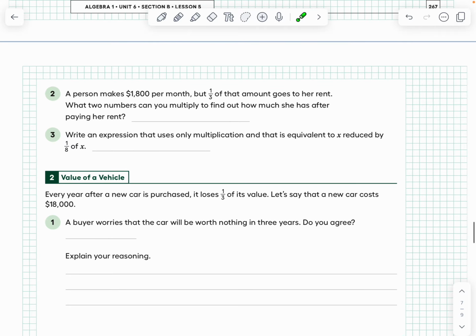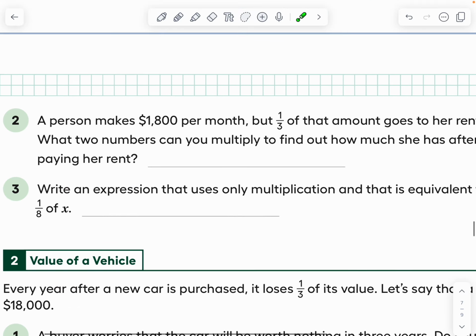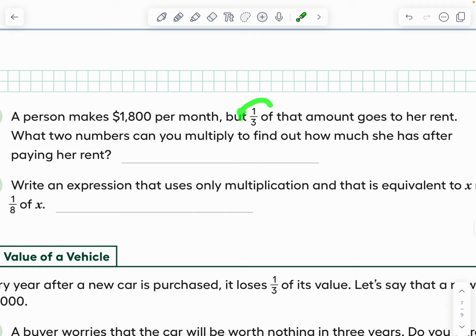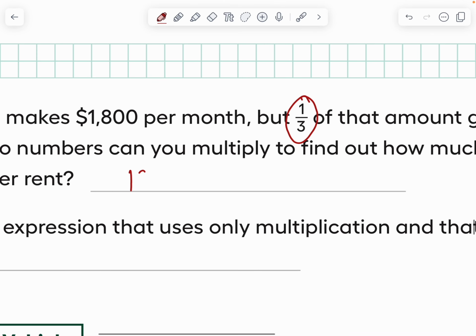Okay, and so we've got some examples here. Number 2 says a person makes $1,800 a month, but 1/3 of that amount goes to her rent. What two numbers can you multiply to find out how much she has left after her rent? Well, if she's taking away a third, how much is left? 2/3, right? So 1,800 times 2/3 is going to give us her total, how much she's got left. We'll just say that that's a T, I guess.